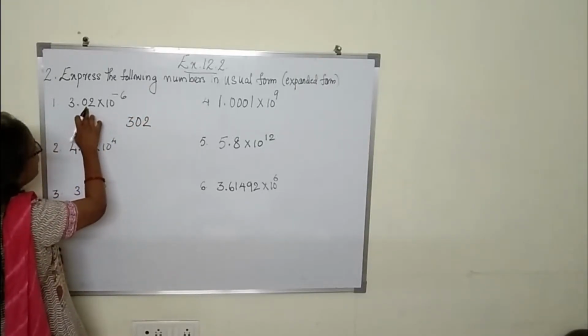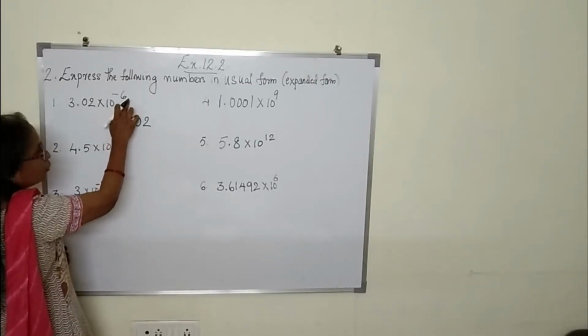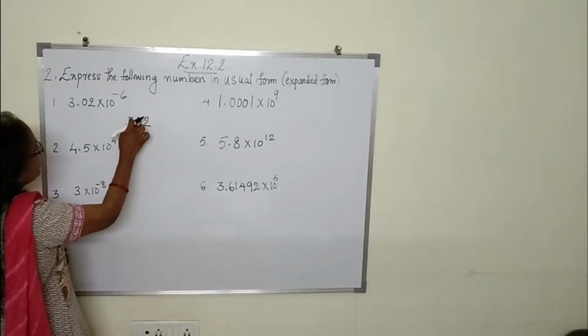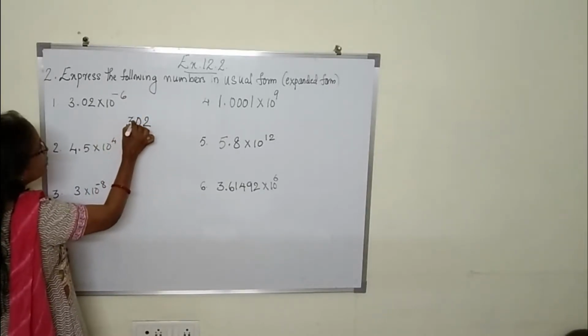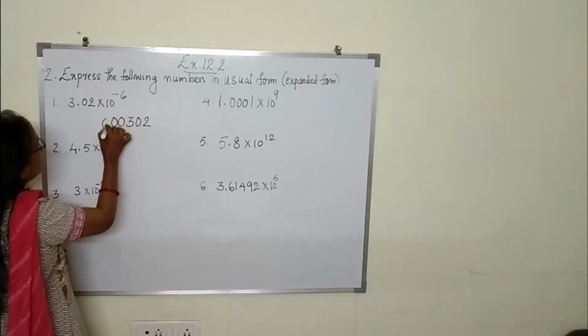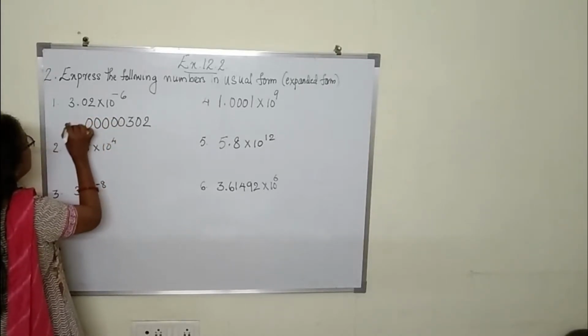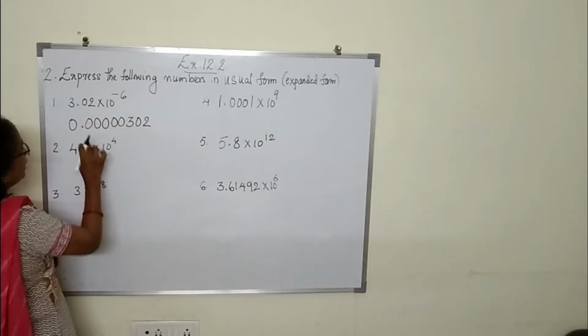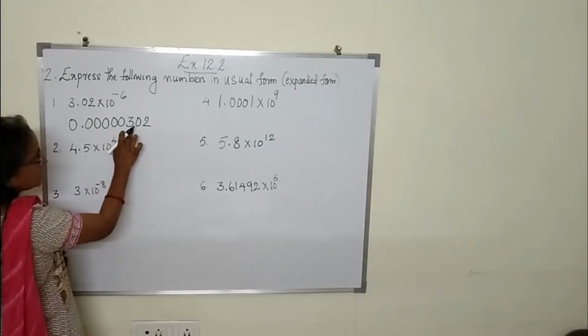We know that here the decimal point is here. Now 10 raised to minus 6. From here we have to count 1. This is already there. 1, 2, 3, 4, 5, 6. Then put the decimal point. Now you see here 1, 2, 3, 4, 5, 6.